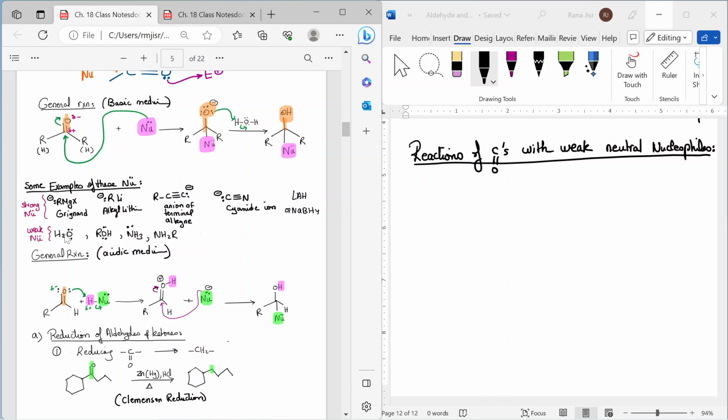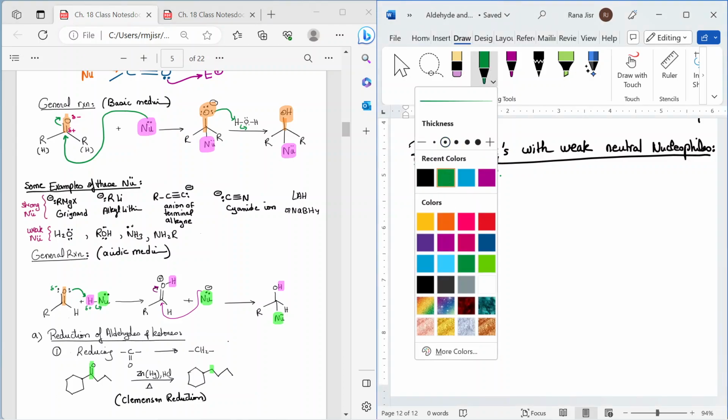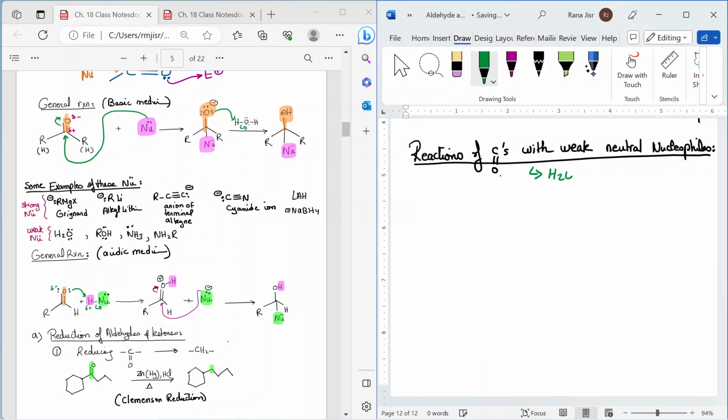So now let's go ahead and consider the reactions of carbonyls with weak and neutral nucleophiles. So we're going to consider the reactions of water. All of these are neutral: alcohol and ammonia derivatives.